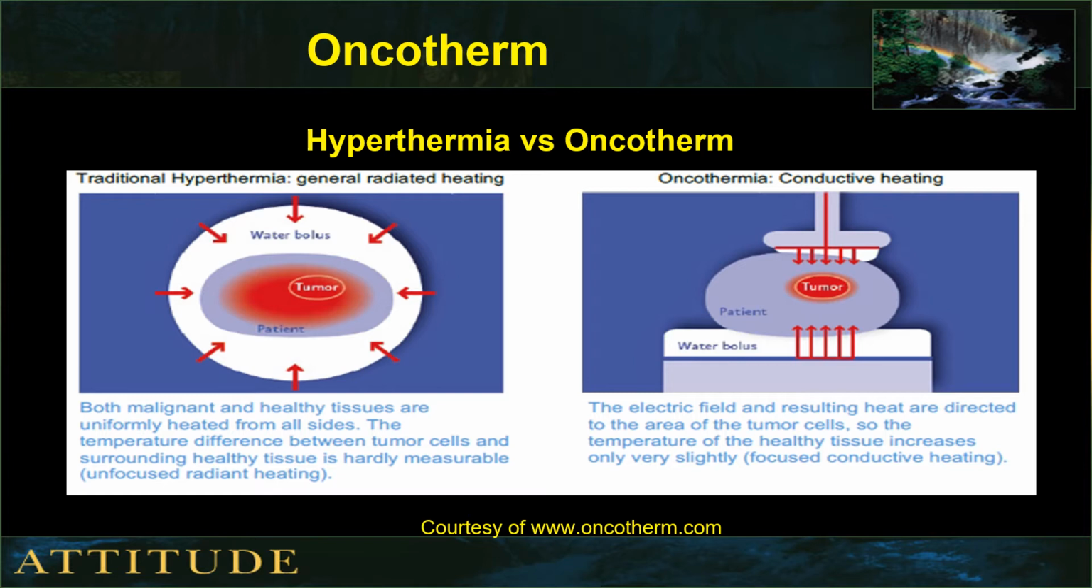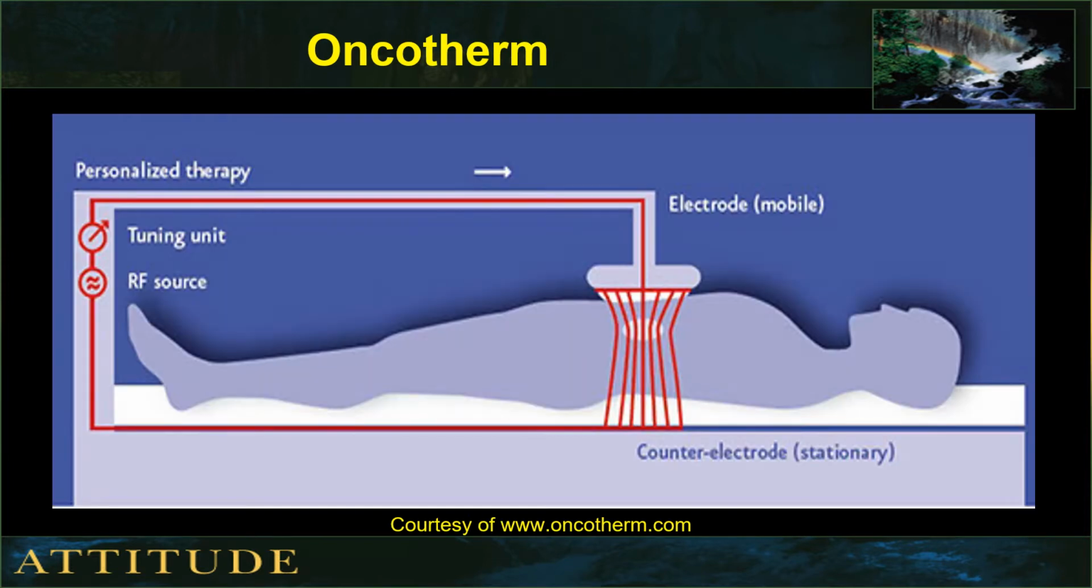So we're just going through some of the things that we talked about in the initial presentation. Again, this is a schematic of the actual Oncotherm machine, as you saw in the very first slides. The patient comes in, lies down, and it is a circuit. It is conductive, if you want to think of it that way. You have the electrode, that mobile head, so to speak, here.